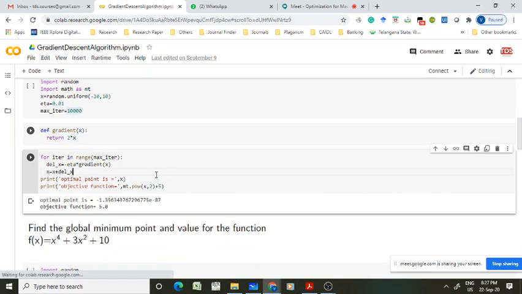Now we will discuss how we create a for loop in Python, because I want to run this algorithm over multiple iterations. To run the loop for multiple iterations, I am using the for loop here. How we define a for loop in Python is: for variable in range of max iterations.